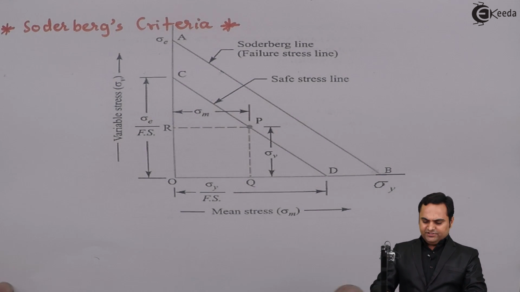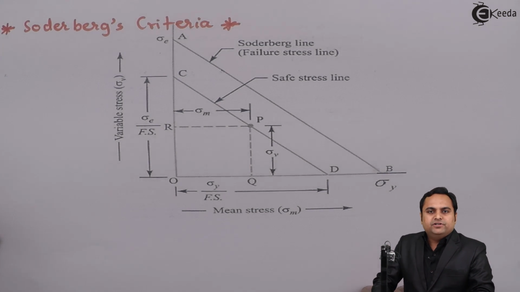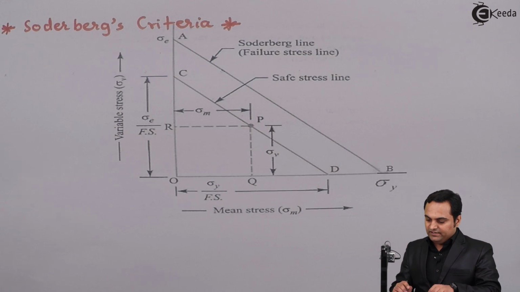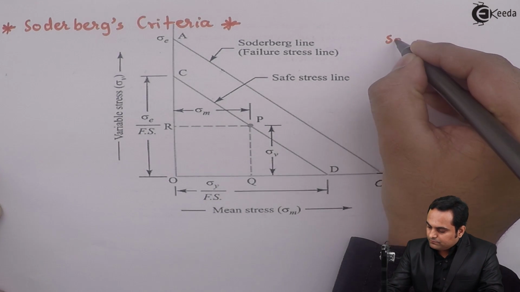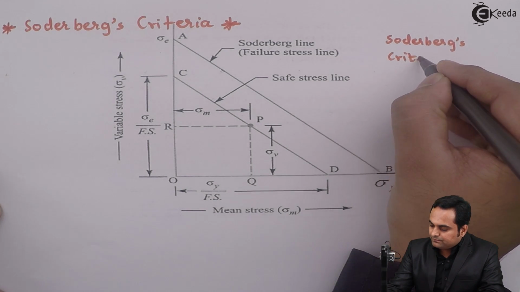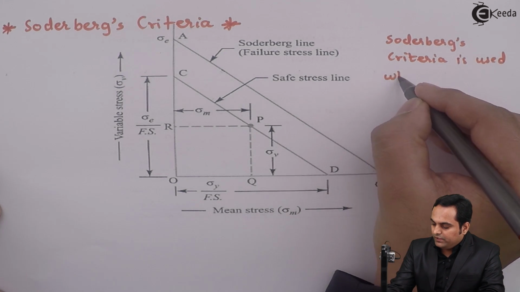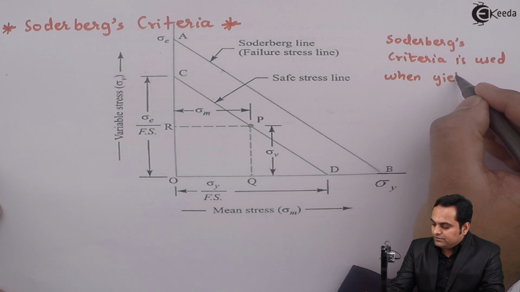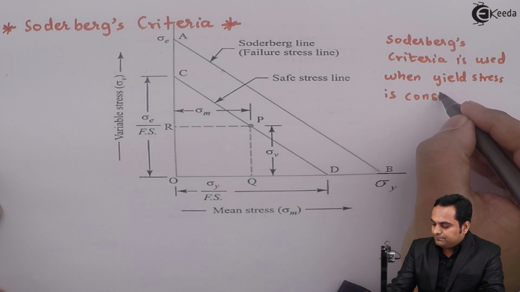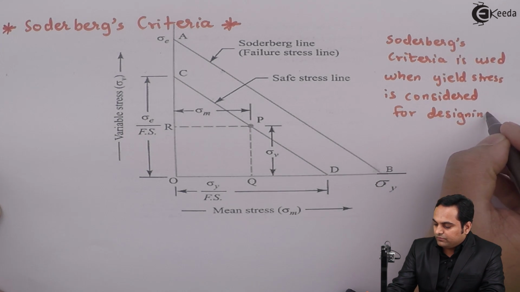Hello friends, here in this video we will see what is meant by Soderberg's criteria or Soderberg's line. Now here is the diagram. First I'll write down that Soderberg's criteria is used when yield stress is considered for designing. That is Soderberg line.